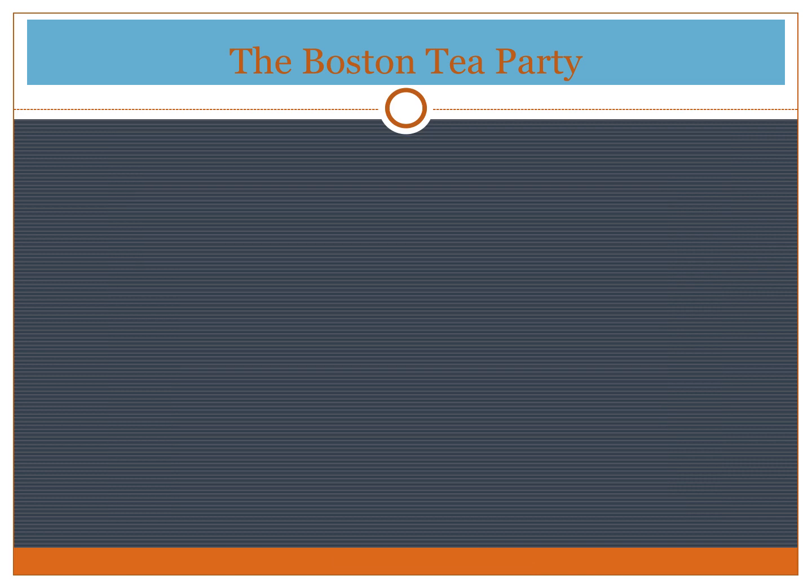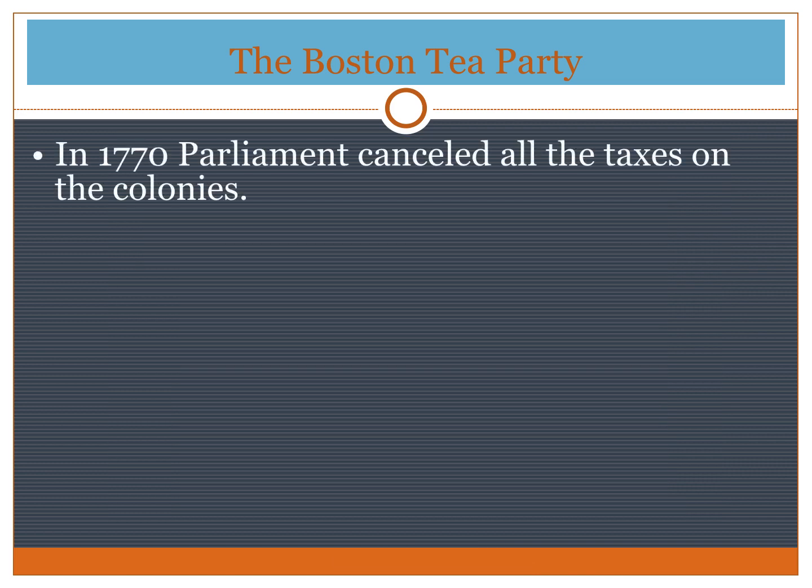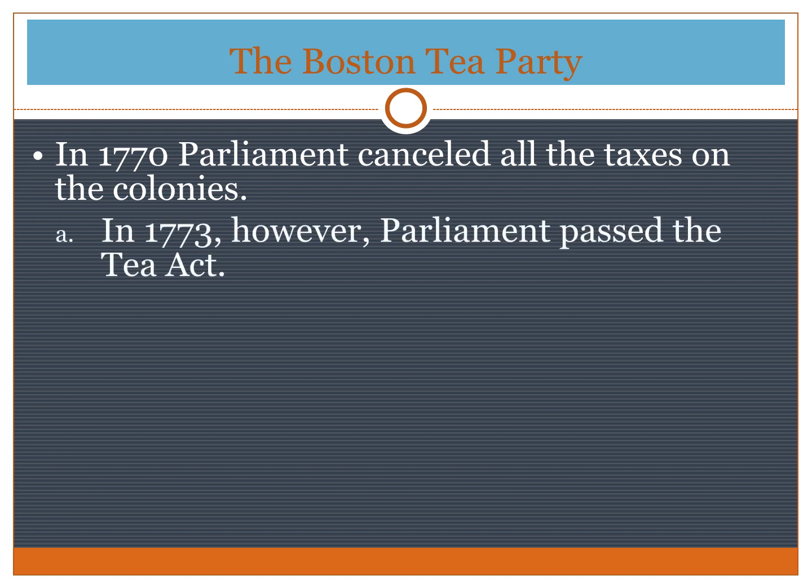So the Boston Tea Party. First, you need to know, in 1770, after the Boston Massacre, the Parliament cancels all the taxes on the colonies. They're trying to kind of relieve some of the tension in the colonies, especially in Boston, trying to settle things down. A couple years later, though, in 1773, Parliament passes a new tax called the Tea Act.